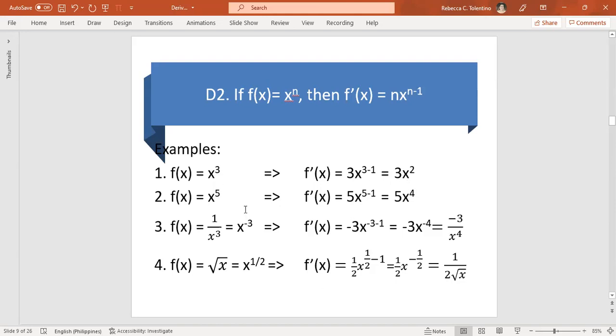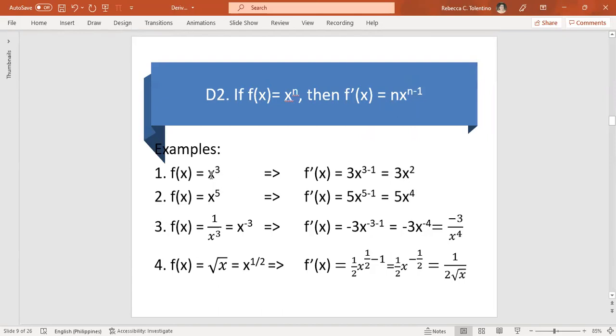If your f of x is 1 over x cubed, take note that if you have 1 over x cubed, this is the same as x to the negative 3. So that your f prime of x after applying the rule is minus 3 x to the minus 3 minus 1. And if we subtract 1 from minus 3, then it becomes minus 4. Okay, so what you can see now for f prime of x is minus 3 over x to the 4th.